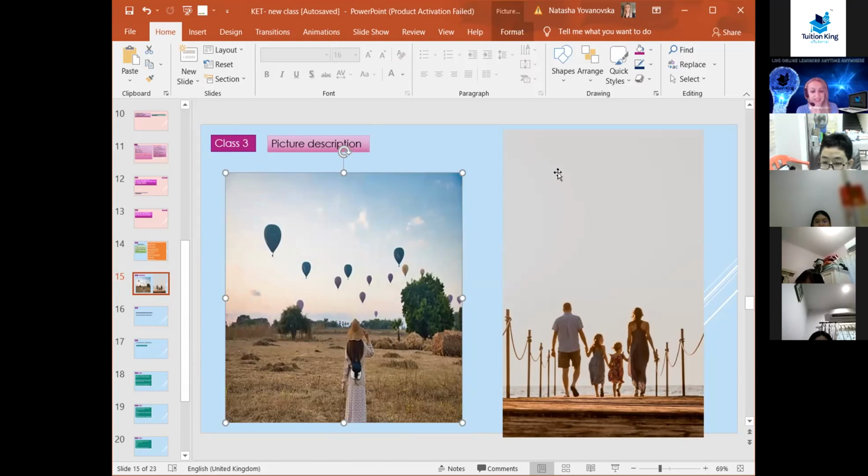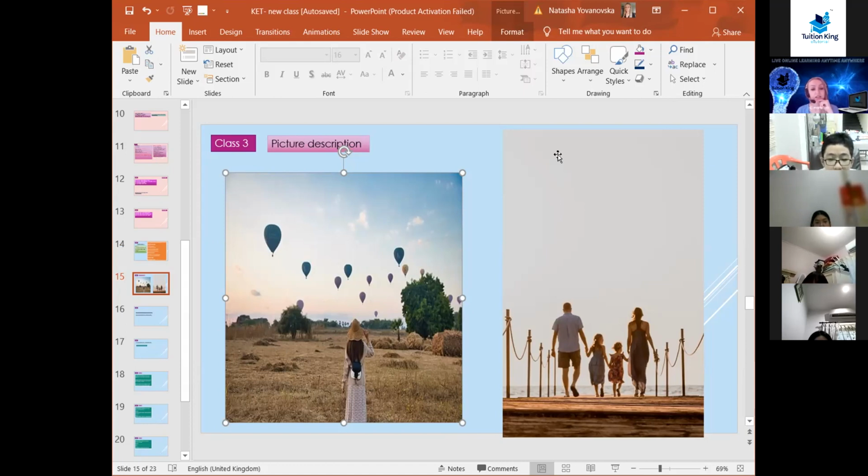A beautiful woman standing in front of a desert. Okay. What do you think she's doing there? Camping. Okay, good. Anything else that is different, interesting about this picture? I think she sees the balloons.